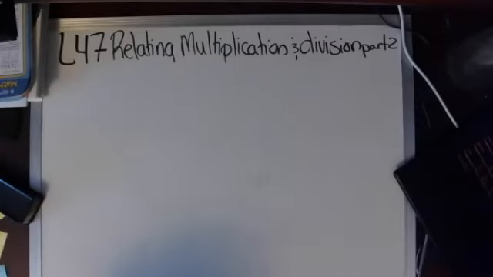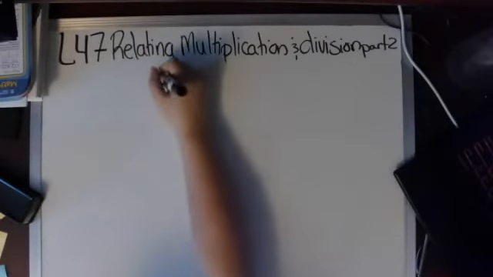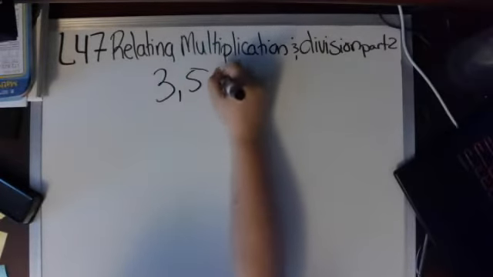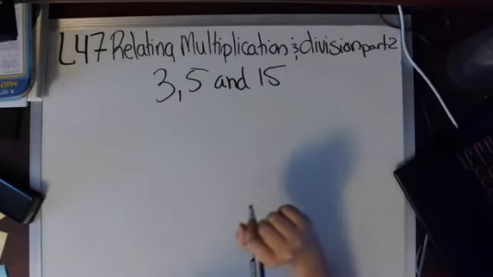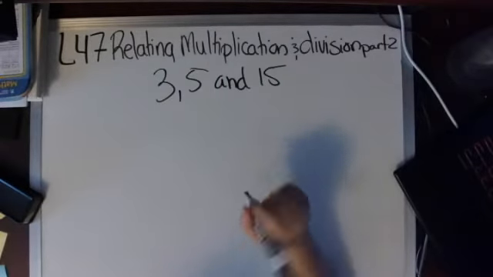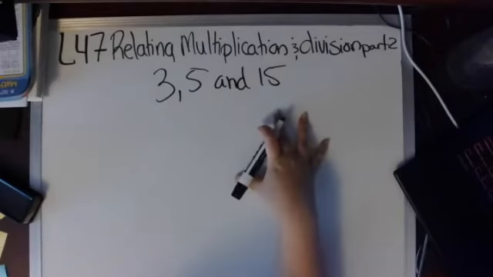This is Saxon 4, Lesson 47, Relating Multiplication and Division, Part 2. This is very similar to last lesson, only we're looking much more briefly at writing division and writing multiplication. So if you're given the numbers 3, 5, and 15, and you're asked, write me 2 multiplication facts and 2 division facts. This is a fact family for multiplication and division.